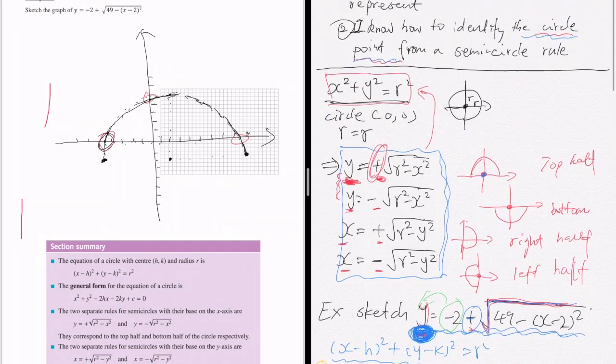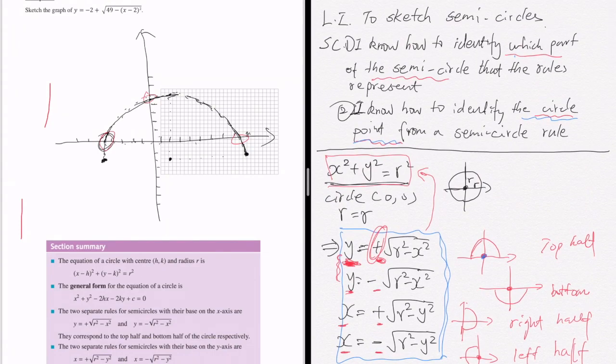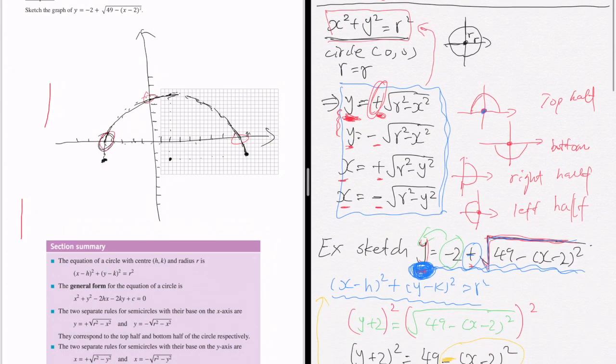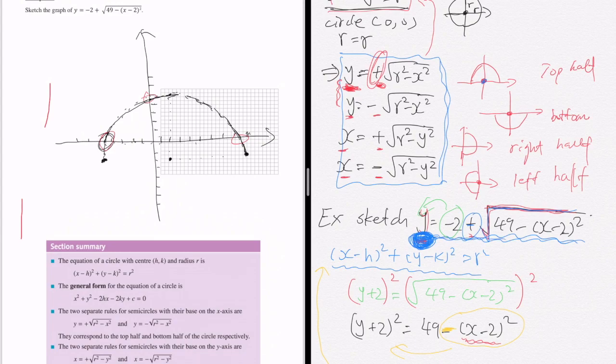Again, the second success criteria: how do I identify the center point? If you have a semicircle like that, the most straightforward way is you need to rearrange it into the circle form over here, and then you can identify the center point.